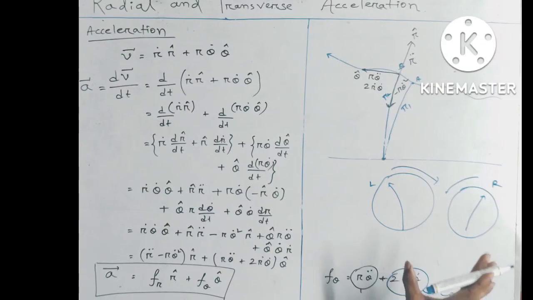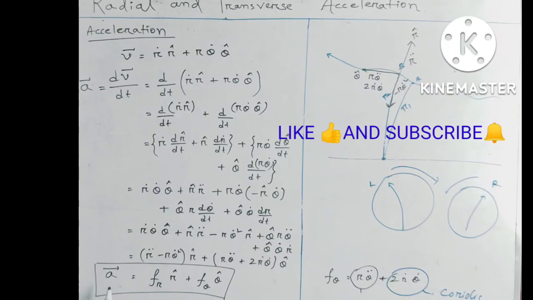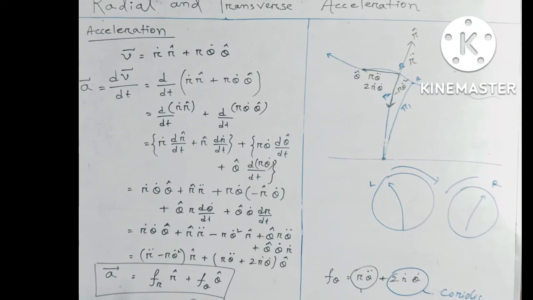This is Coriolis acceleration, which is 2r dot theta dot. So the acceleration is a equals Fr r cap plus F theta theta cap. This is the radial and transverse acceleration. I hope all of you can understand today's topic. If you have any doubt, then please let me know what your doubt is. So thank you.